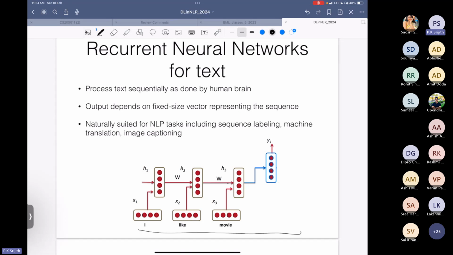So for a word I, you consider some kind of a vector representation, and your recurrent neural network considers that vector representation and forms some hidden representation. Then for the next word, you consider that vector representation of the word as well as the previous hidden representation and form a hidden representation for time 2. And then again, for the next word, you consider that vector representation of the word and the previous hidden representation and form a new hidden representation.